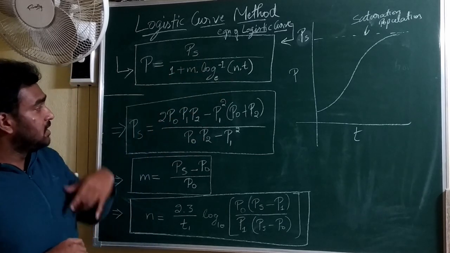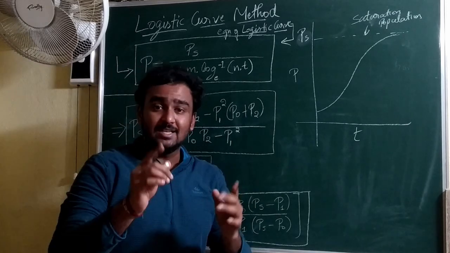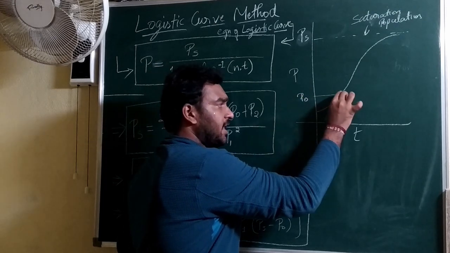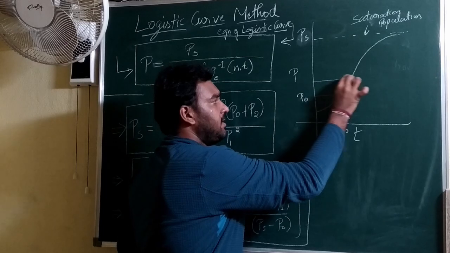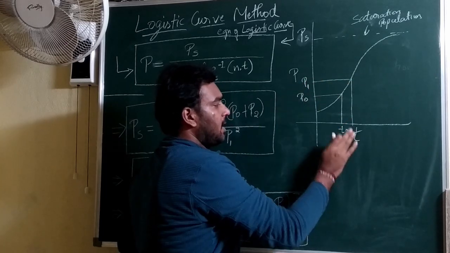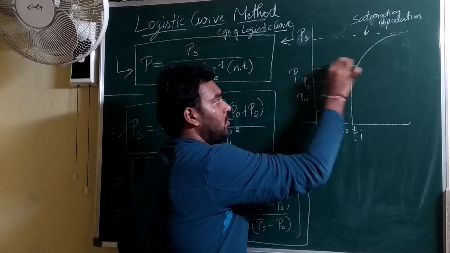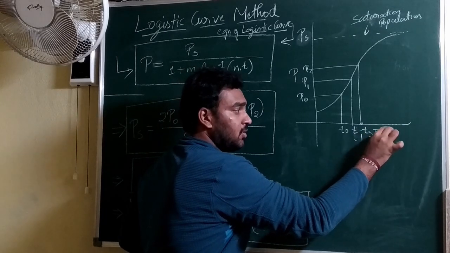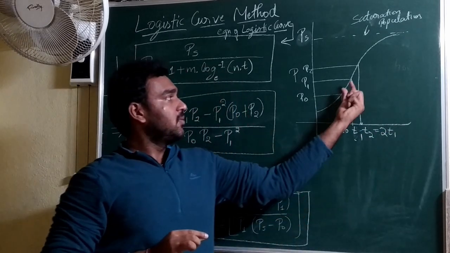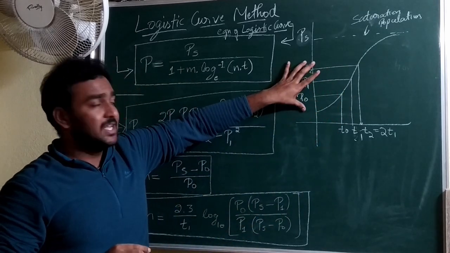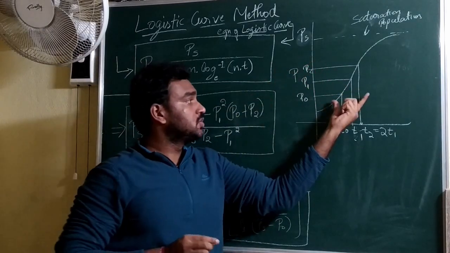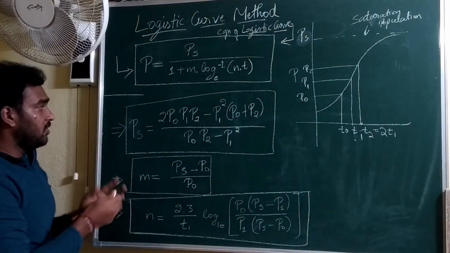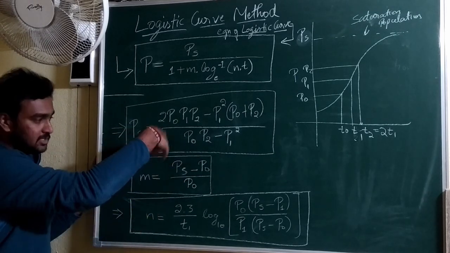To find these, we need to consider three sets of characteristic data: P naught at time T naught, P1 at time T1, and P2 at time T2, where T2 is equal to 2 times T1. That means we should consider these three characteristic data at equal intervals of time, and in a useful range of the census population record. After considering this, you can find PS, M and N using this formula.